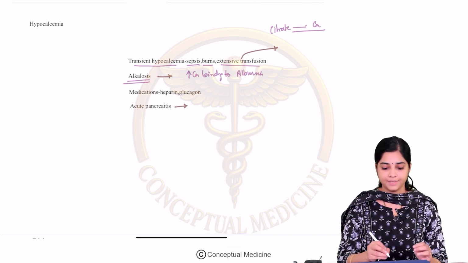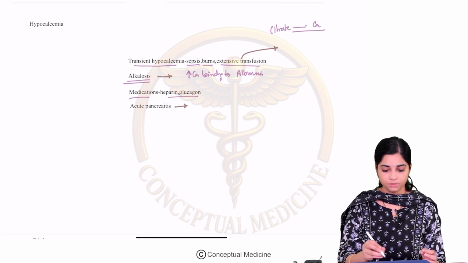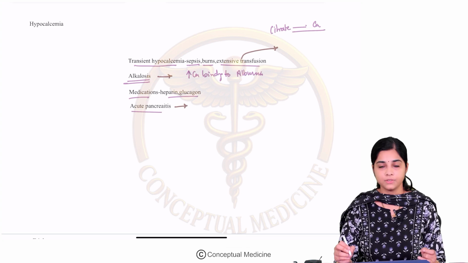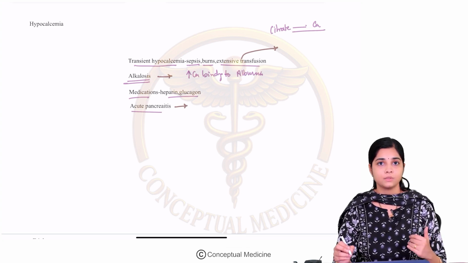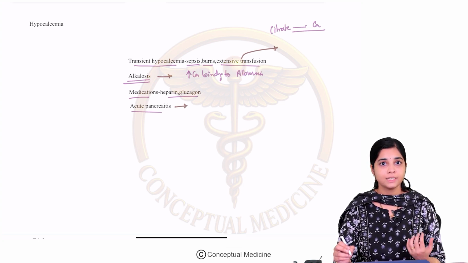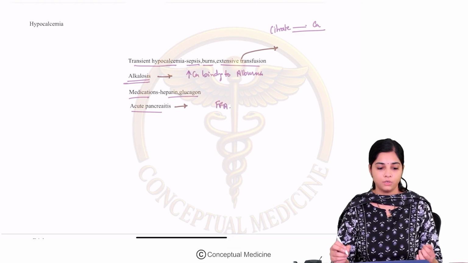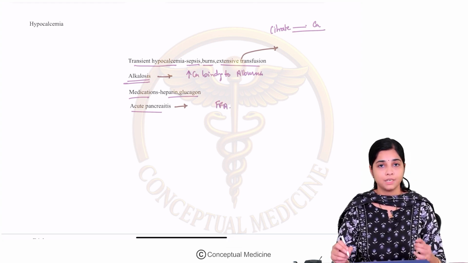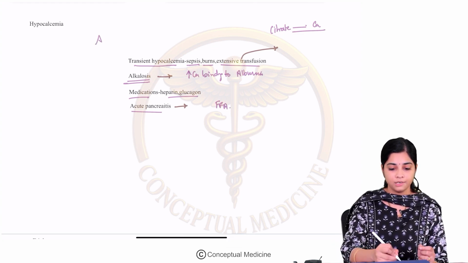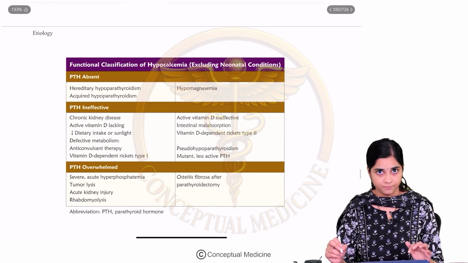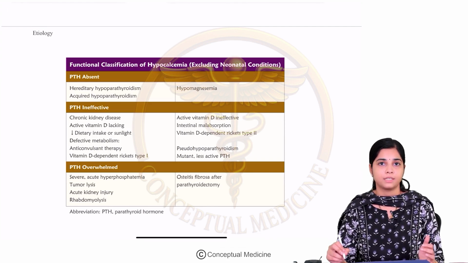Then we have medications like heparin and glucagon, and acute pancreatitis can also cause hypocalcemia, because in acute pancreatitis there is a lot of saponification of fat, and these free fatty acids can combine with calcium and decrease the serum calcium levels. So this is about hypocalcemia etiologies, predominantly your acquired causes. Then we have certain genetic causes as well, predominantly your hypoparathyroidism.